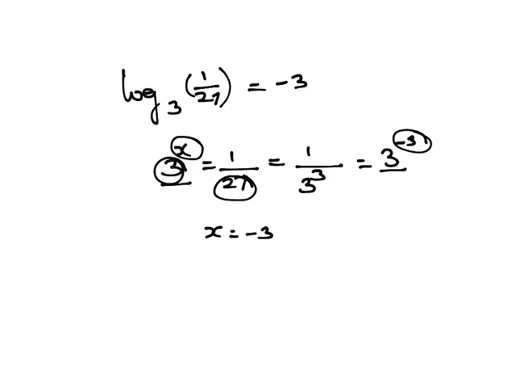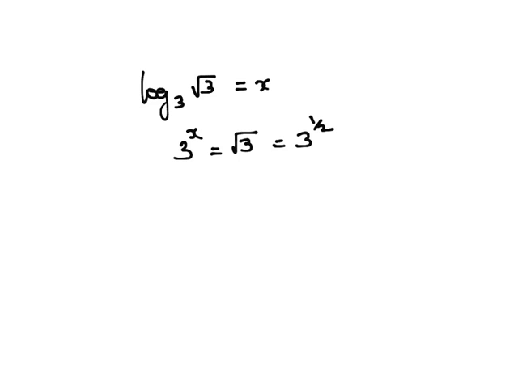Okay, one more example. Log of root 3 to the base 3. I want to find the value of this. So I'll take it as x, convert this into exponential form. So 3 raised to x equal to root 3. Now I know that root 3 can be written as 3 raised to half. Again, the bases are the same, so therefore the powers have to be the same. So x equal to half. Very, very simple. Last problem of this type.